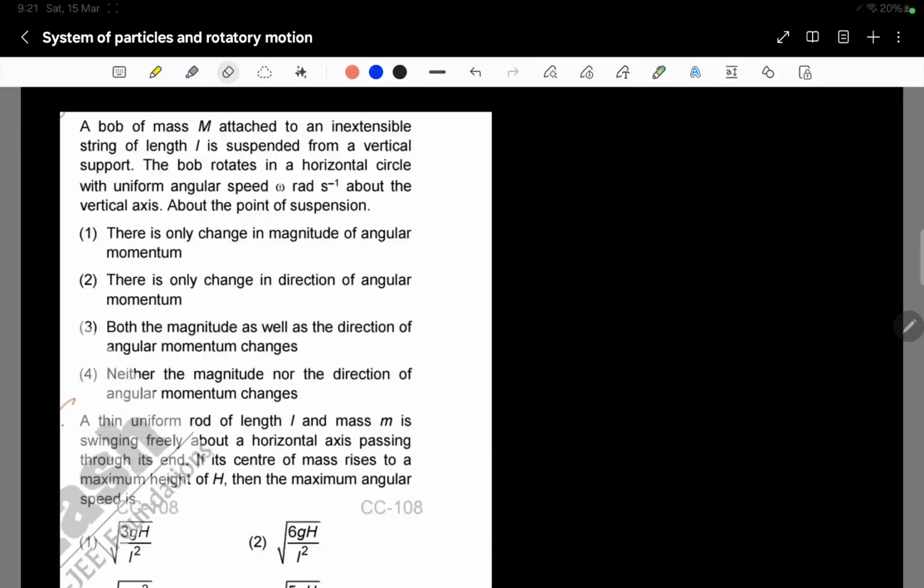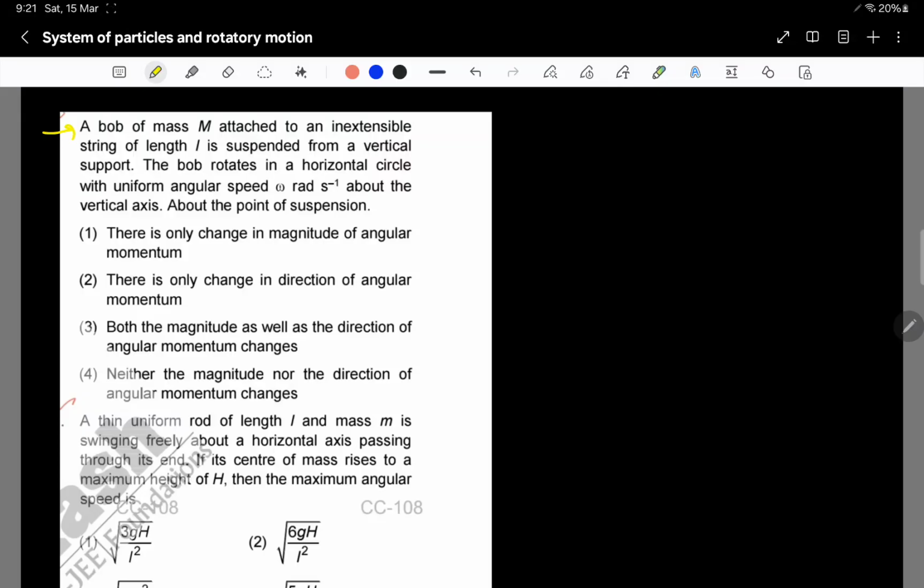My dear students, today I'll explain system of particles and rotational motion problems. It is a high weightage chapter. For the NEET point of view, 3 to 4 questions are compulsory from system of particles and rotatory motion.